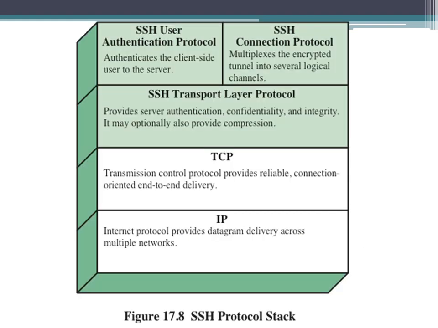Lastly, we have the SSH protocol stack. SSH is organized as three protocols that typically run on top of TCP. So you can see here we have a stack. At the lowest layer we have IP. Over that we have TCP, and then over TCP we have a set of three protocols, namely SSH Transport Layer Protocol, SSH User Authentication Protocol, and SSH Connection Protocol.